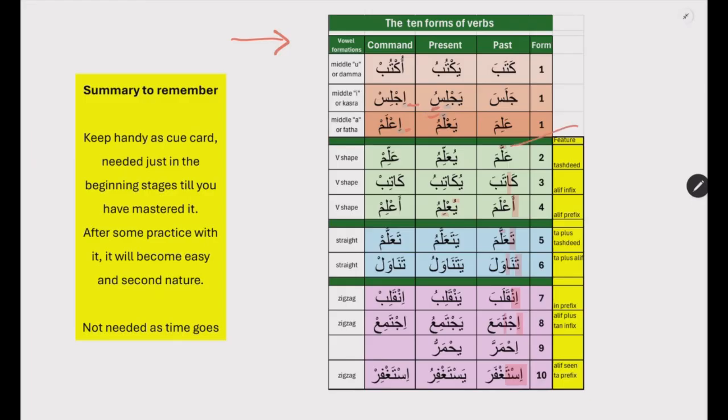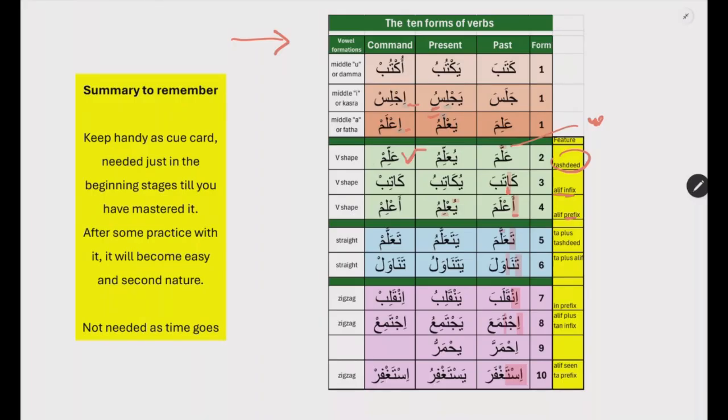Here it was the sukun. Okay, this feature is this tajdeed, the double, not the sukun, sorry, the tajdeed. Here it was the alif infix. Okay, and here it is the alif prefix. So one was the infix and one was the prefix to the word. And this V-shaped voweling, we said it goes that way, that way, that way, right? Yu'alimu, yukatibu, yu'alimu. It gives you the same V-shaped formation.